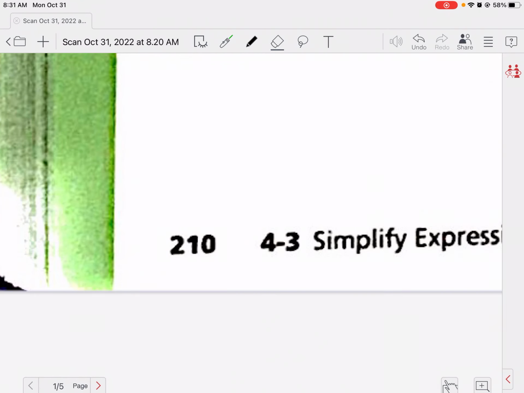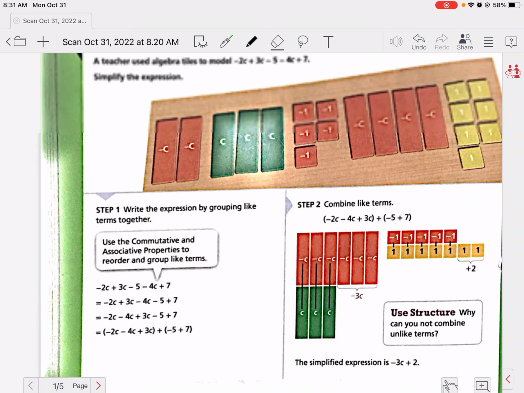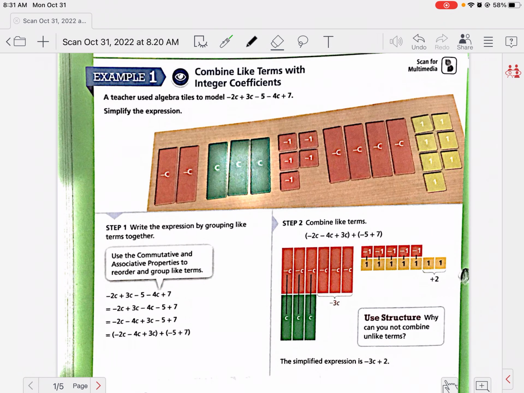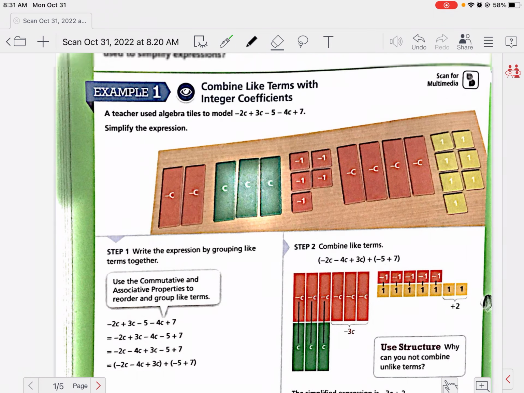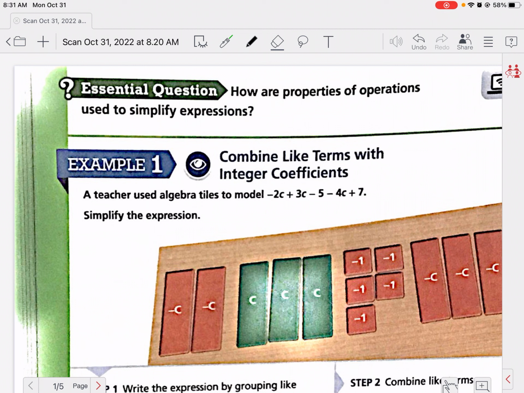We are going to be on page 210 in your textbooks today. Okay, we're going to talk about simplifying expressions or combining like terms. What like terms mean is, if we have x's, they can only go with x's, and constants can only go with constants. We can't combine a variable and a constant together.